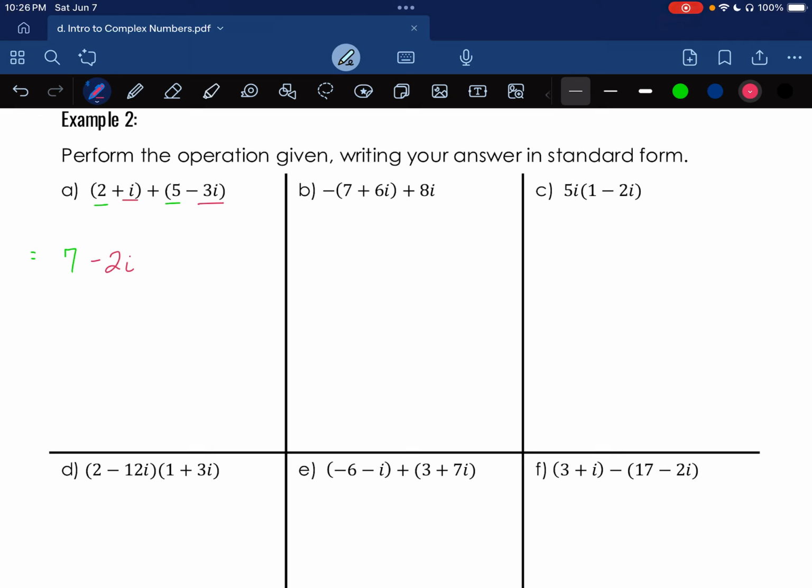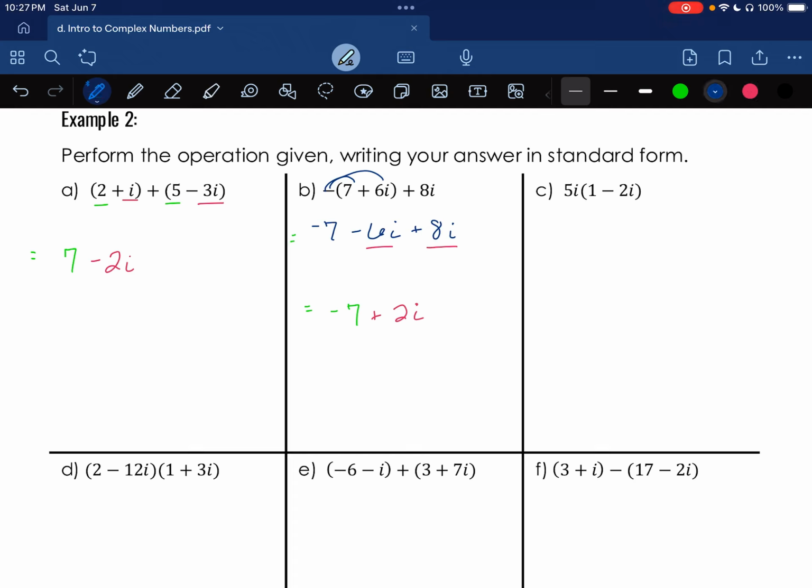All right, next one. We're going to have to distribute the negative. So I'm going to have negative 7 minus 6i plus 8i. And again, poor negative 7 doesn't have any friends, but we have these two imaginary parts that we can combine here. So we'll have negative 7, right? No friends, plus 2i, adding those imaginary parts together.